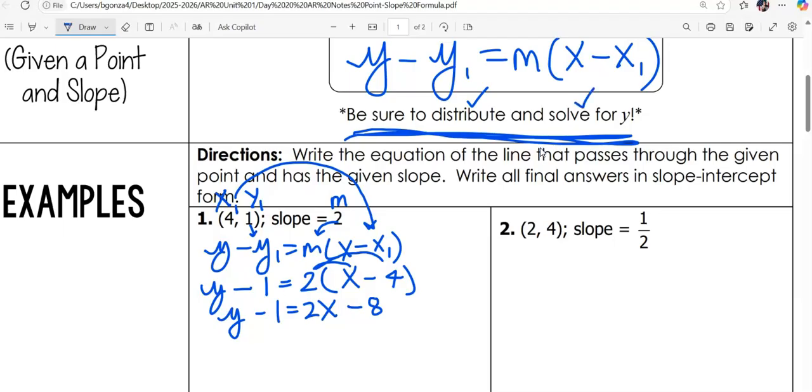How do I get rid of this minus 1? What's the opposite? Plus 1. Plus 1. Y equals, bring down 2x. Negative 8 plus 1 is negative 7.